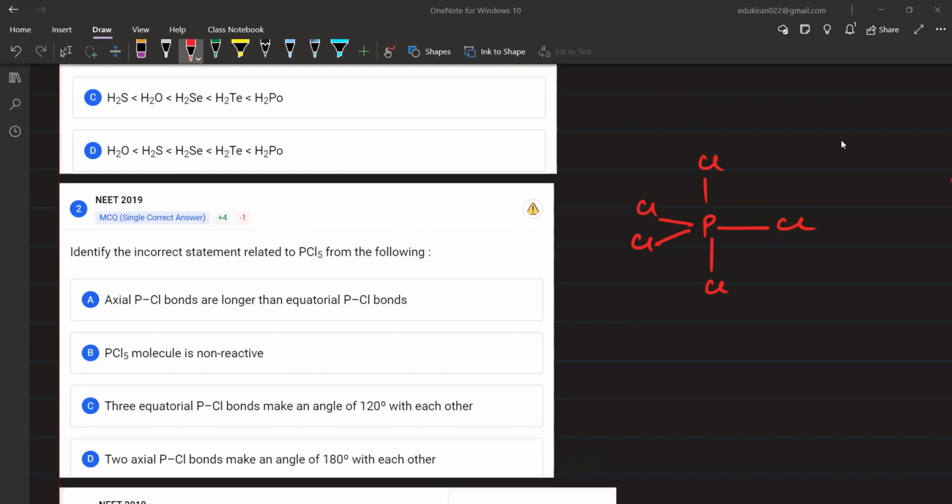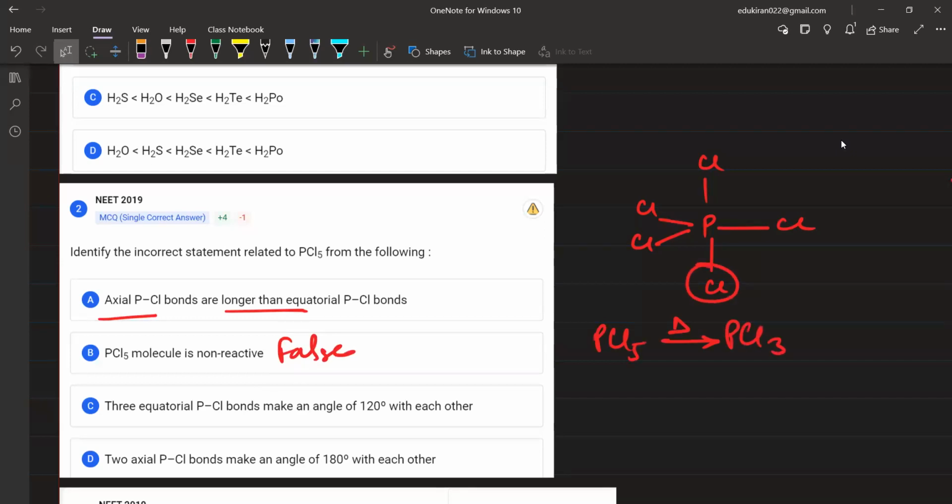As you know, axial PCl bonds are longer than equatorial bonds. That is true because it has more bond pair repulsion. Then, PCl5 is not reactive. This is a false statement. Why? Because PCl5 is quite reactive. If you heat it, it will get converted to PCl3 and two chlorines will leave, so you'll get PCl3 and Cl2. The equatorial ones are present and Cl2 will be leaving. This option is correct.